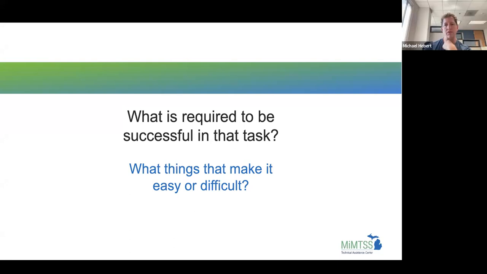A purpose, structure. So understanding a purpose and understanding a structure could be helpful. What else could be helpful? More directions, clarity of what we're looking for.